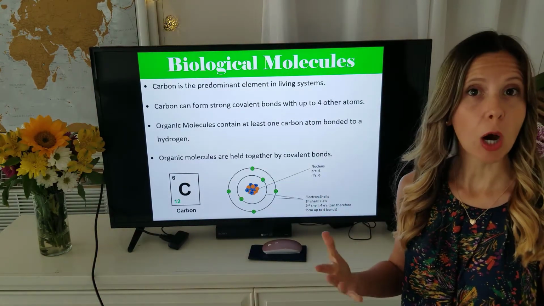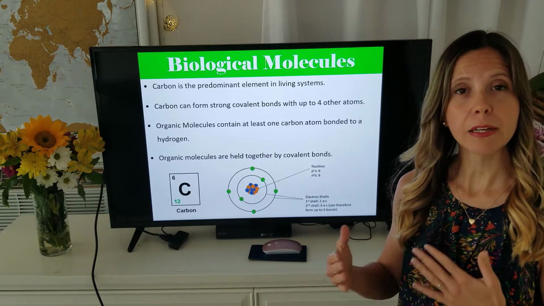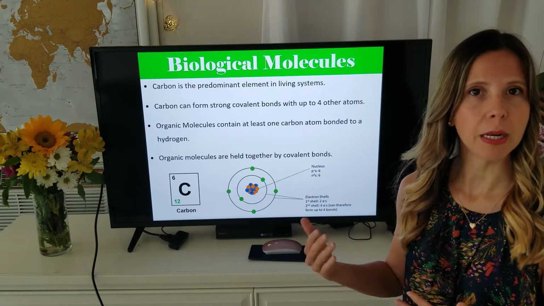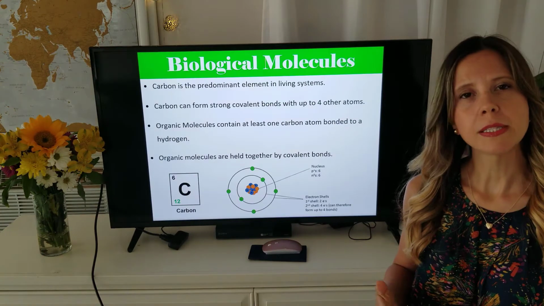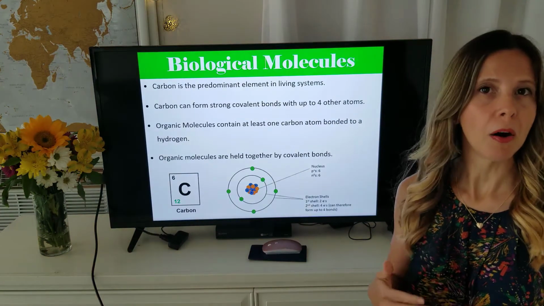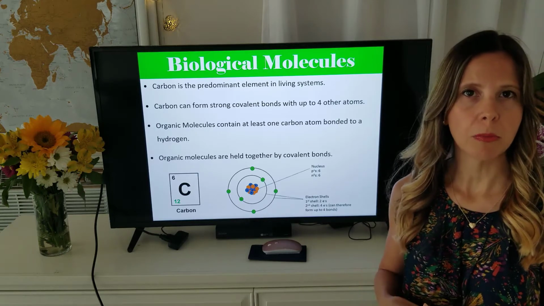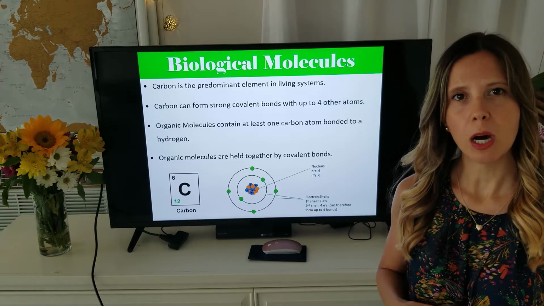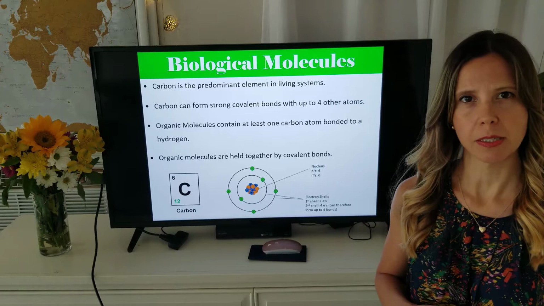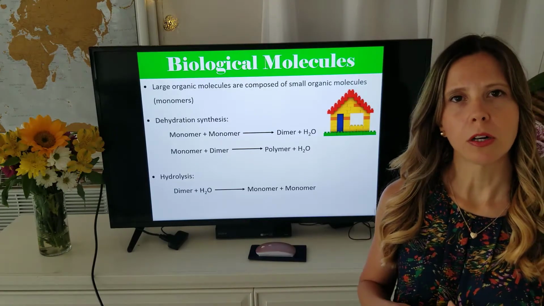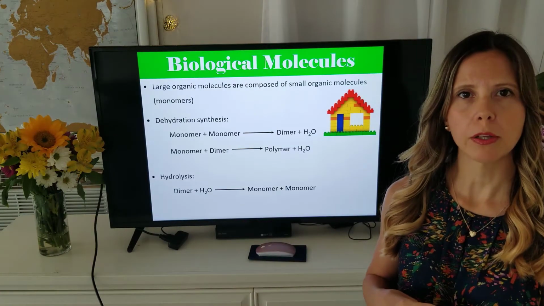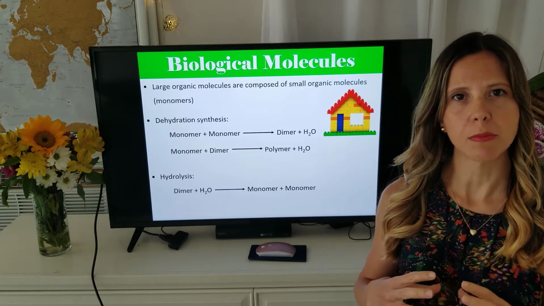This means that carbon has 4 vacancies and it can form up to 4 covalent bonds, which in turn means that carbon can bond to a maximum of 4 other atoms. In our organic molecules or biological molecules, we always find at least one carbon atom bonded to a hydrogen atom. Large biological molecules are composed of smaller biological molecules, and those smaller molecules are known as monomers.